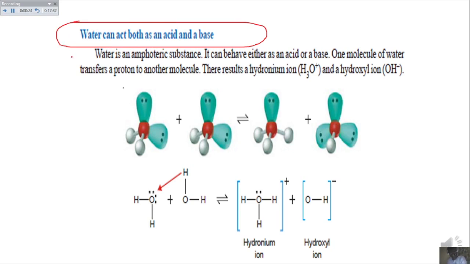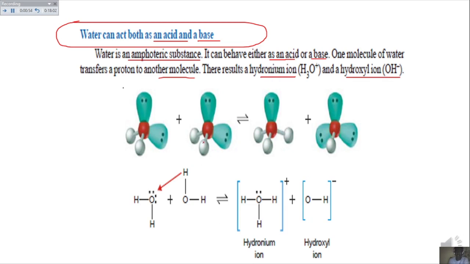I said water can act as an acid and also as a base. Therefore, water is what? An amphoteric substance. And what do I mean by amphoteric substance? Water can behave as an acid and also as a base. One molecule of water transfers a proton to another molecule, and that results in the production of hydronium ion and hydroxide ion.